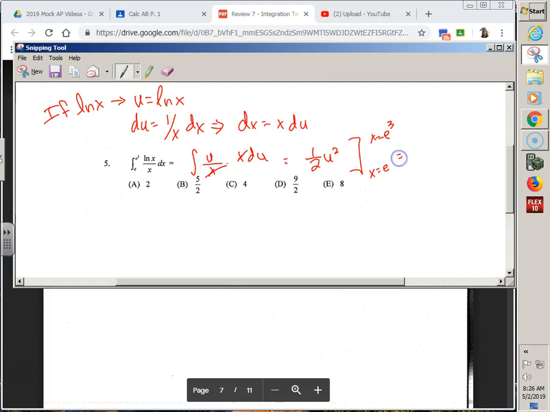Okay, so I have to go back to x's. X's don't belong in the u spot. Beware. Do a watch out. Okay, got to be careful when you do u sub. But now we can go ahead and say, okay, it's 1/2 of ln of x squared.